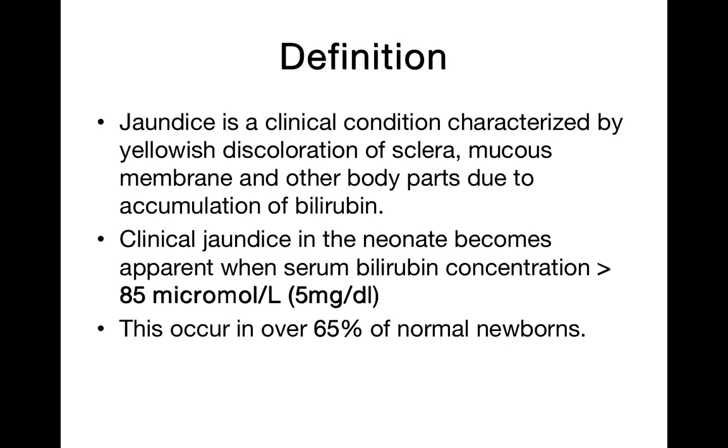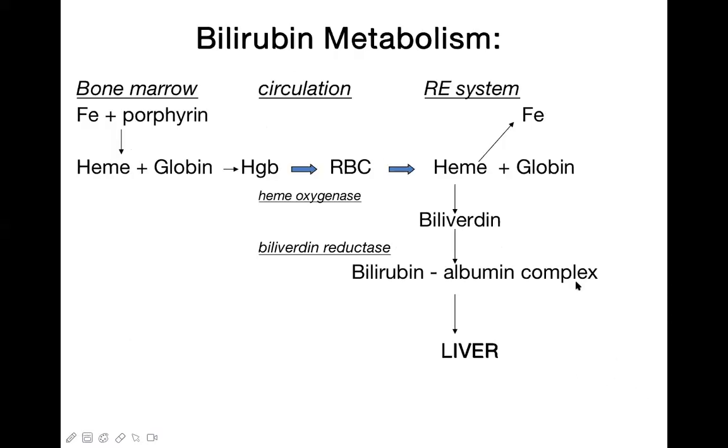And this neonatal jaundice is very common in the normal newborn. It's almost present in more than 2/3 of the normal newborn. 65% means almost 2/3 of the babies. Okay, now let's talk about bilirubin metabolism.